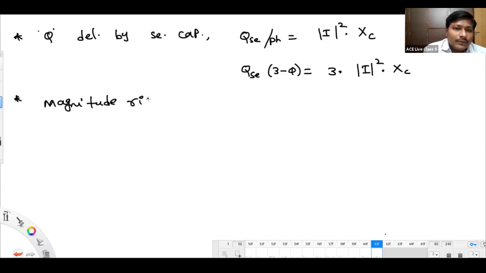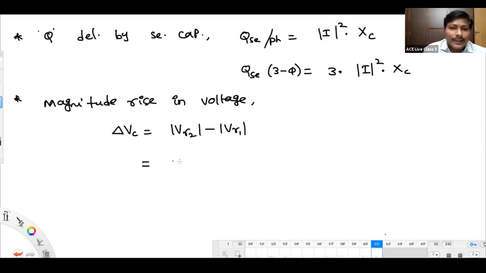Magnitude rise in the voltage due to the series capacitor, I can say it is delta VC equal to mod VR2 minus mod VR1. And we are talking about this with respect to lagging load only. Magnitude of current into XC into sin phi r, you can see.